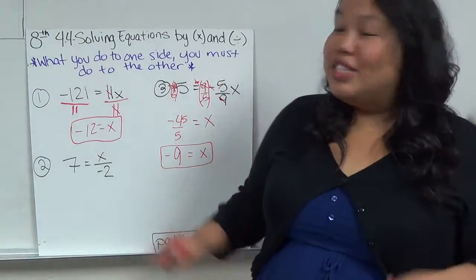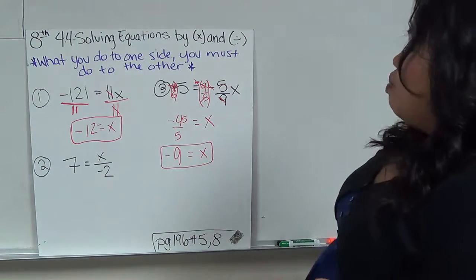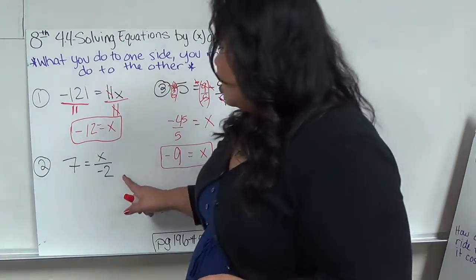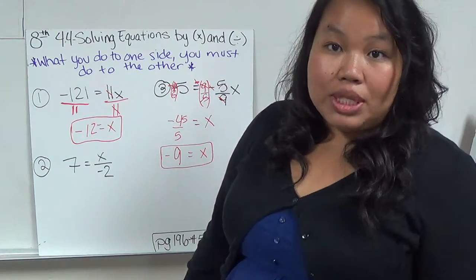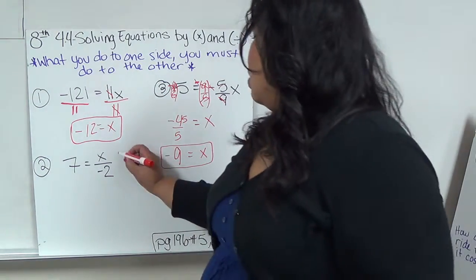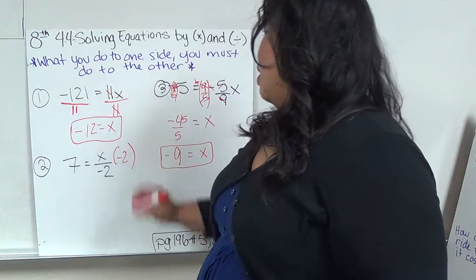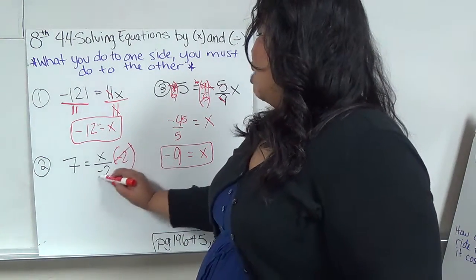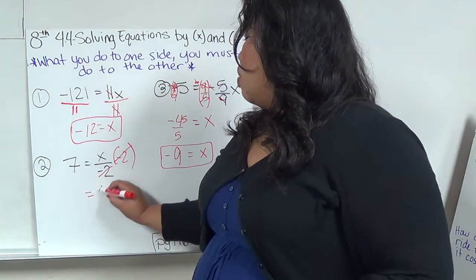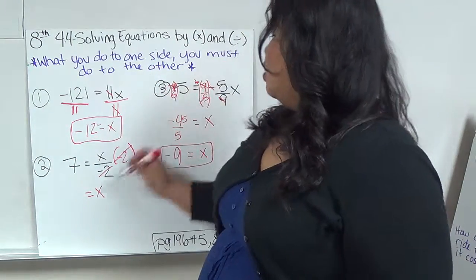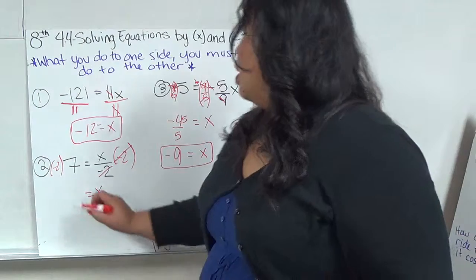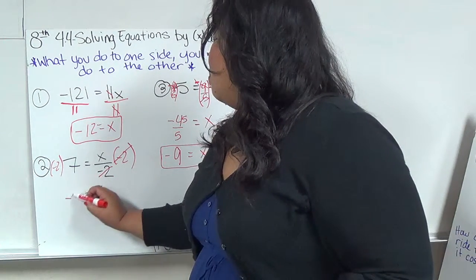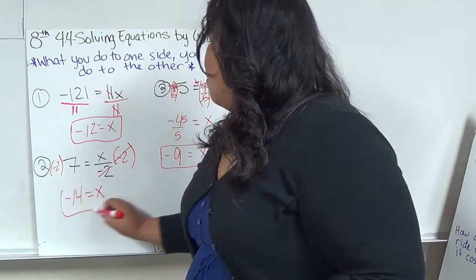So what we're going to do is we're going to go to number 2. Number 2, it's not a fraction, it's just an x that's being divided by negative 2. So the opposite of dividing by negative 2 is multiplying by negative 2. And these cancel out because they make 1. So then what I do to one side, I have to do to the other. So I also have to multiply this by negative 2, giving me negative 2 times 7, which is negative 14.